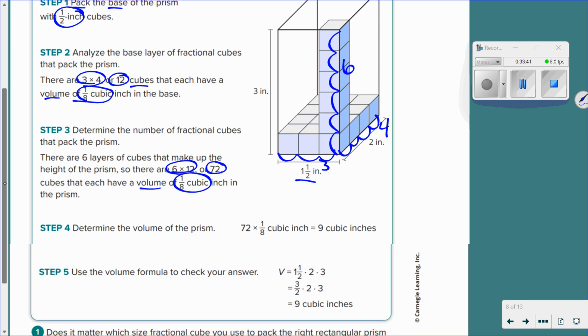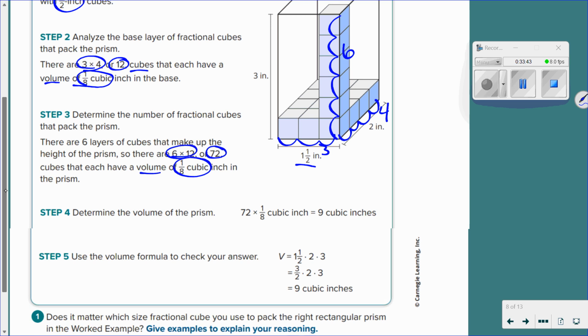Okay? So if I wanted to find the volume of this entire piece by figuring out the fractional unit, I now have 72 cubes inside of there, correct? Each one is 1/8 cubic inch, yes? So that means our total volume is 9 cubic inches. Because 72 times 1/8 gives us 72 over 8. 72 divided by 8 gives me 9. Do you see how that works? Okay?